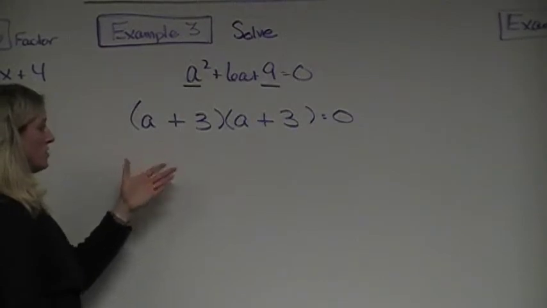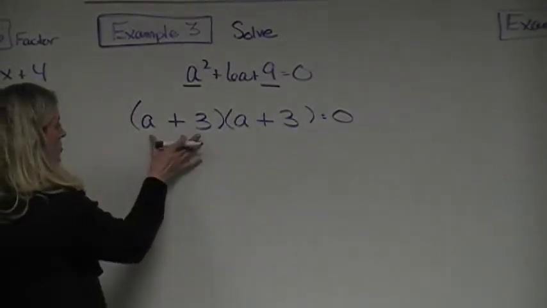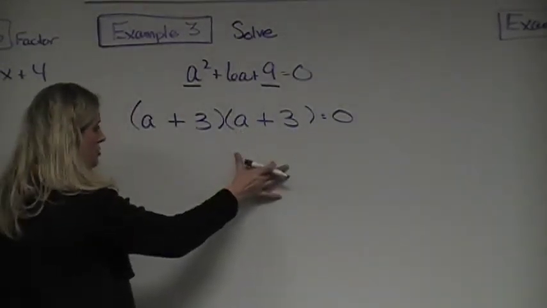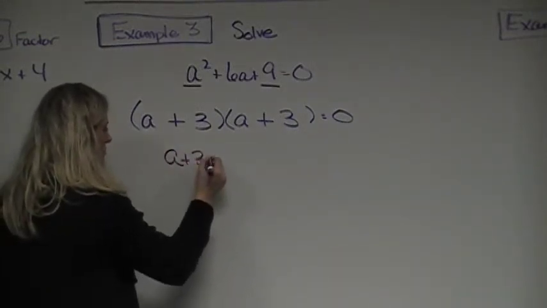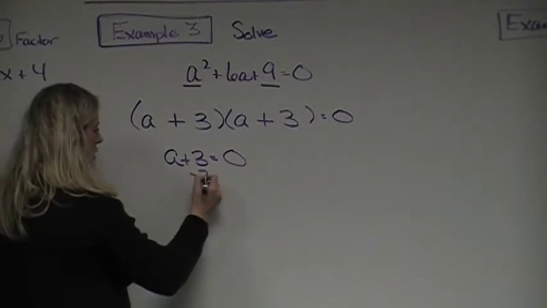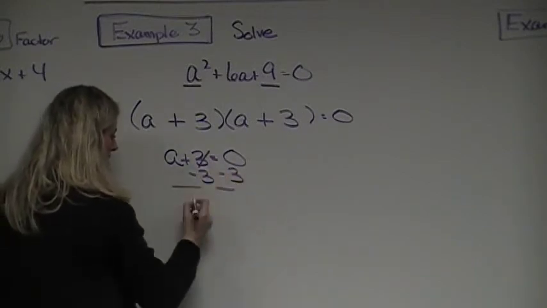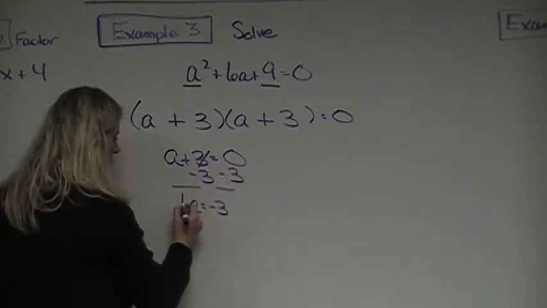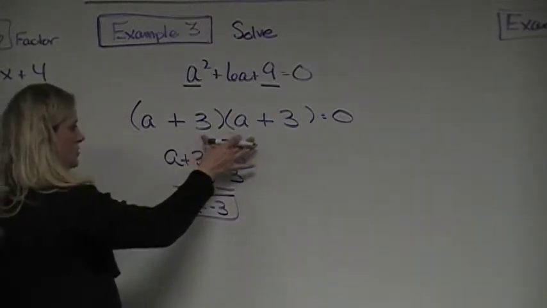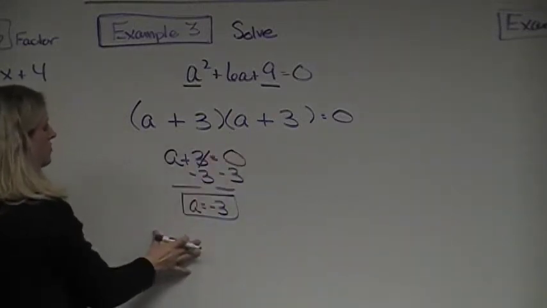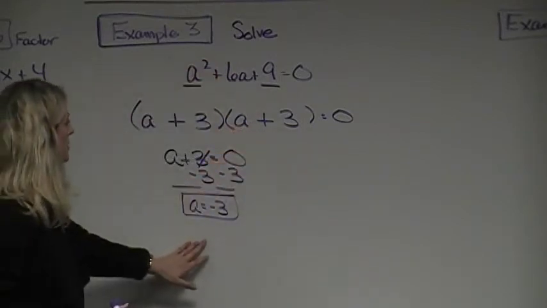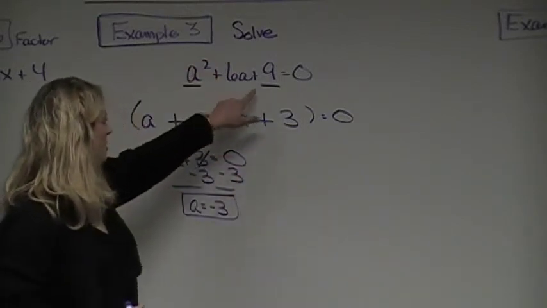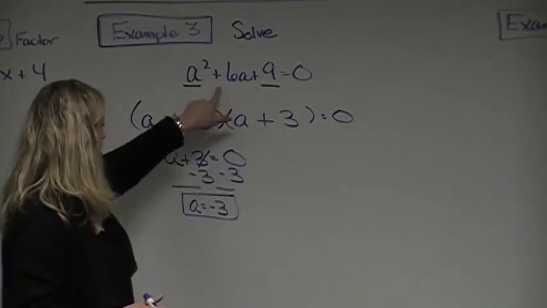Now remember, we're solving this. If you use the zero product property, these are both going to be the same answer if we set them equal to 0, so therefore we don't need to do it more than once. We're just going to set one of them equal to 0. And when we do that, we subtract 3 from both sides, so we get our answer as a equals negative 3. Okay, so we only get one answer here because obviously these would be the same answer. So a equals negative 3. Remember, when it says solve, we have to make sure we start using the zero product property.